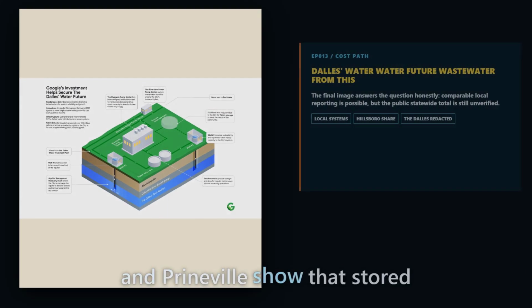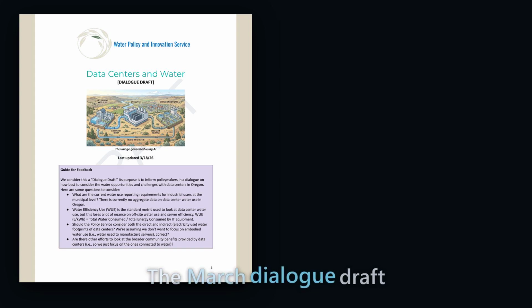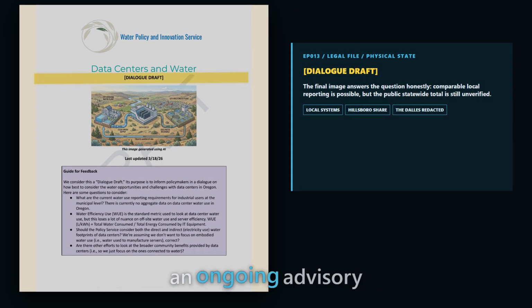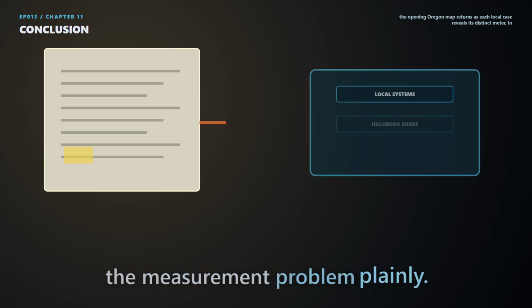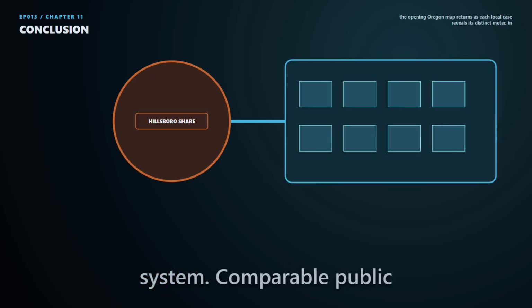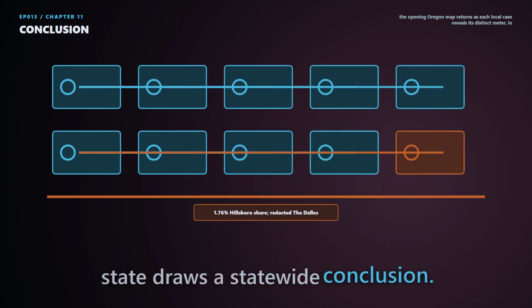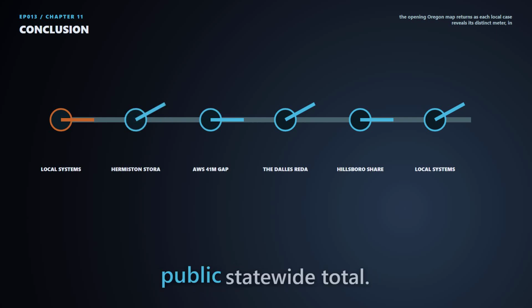Hermiston and Prineville show that stored water and reserve capacity differ from last year's consumption. The March dialogue draft was not law, and the record reviewed here documents an ongoing advisory discussion. Its most useful contribution was stating the measurement problem plainly. Data centers do not all use water in the same way, and Oregon communities do not receive water from the same system. Comparable public reporting has to preserve those differences before the state draws a statewide conclusion. Until the figures are reconciled, Oregon has no verified public statewide total.